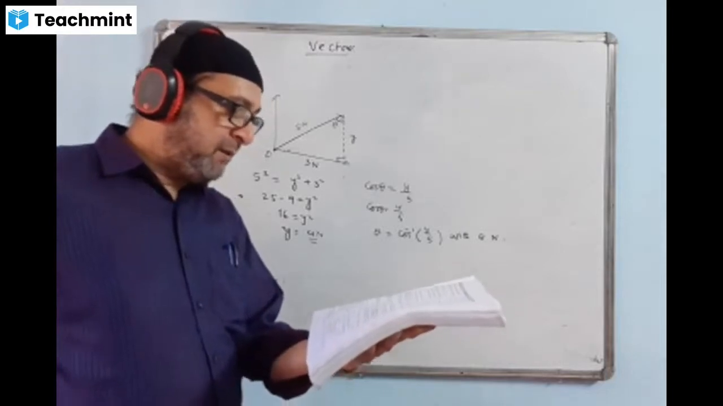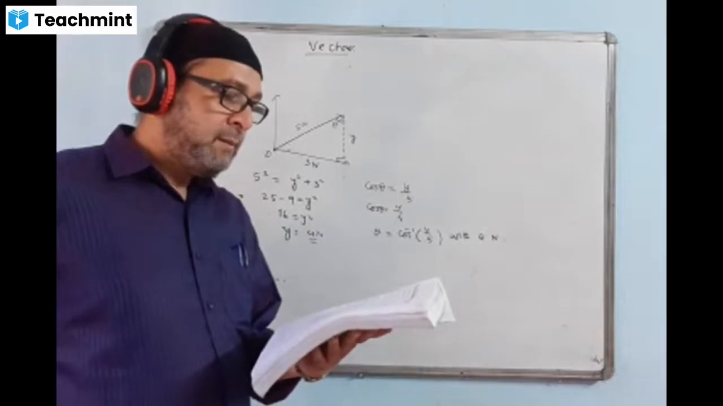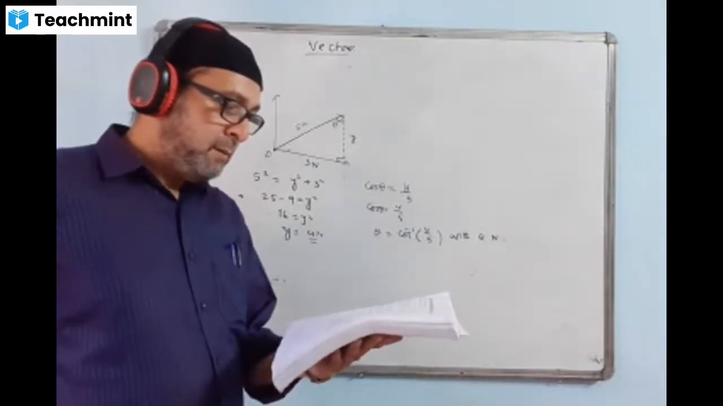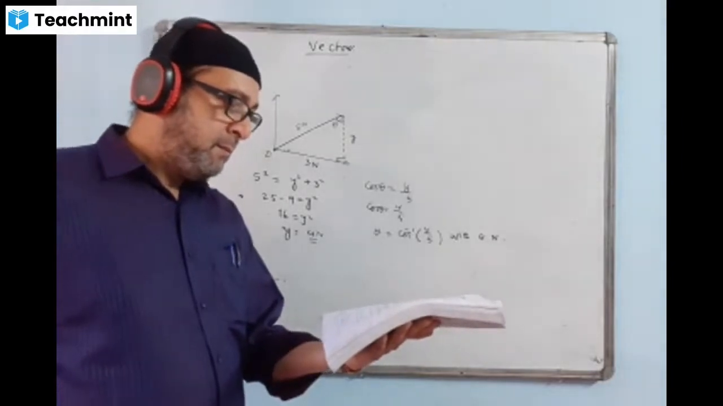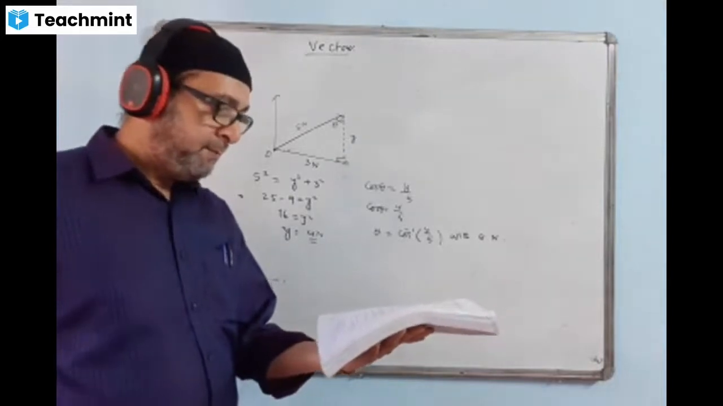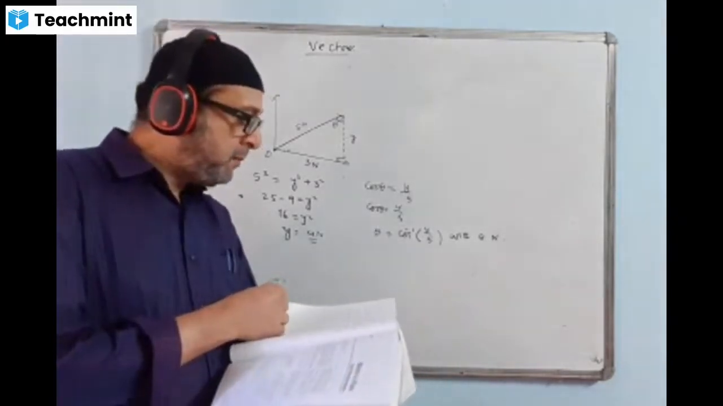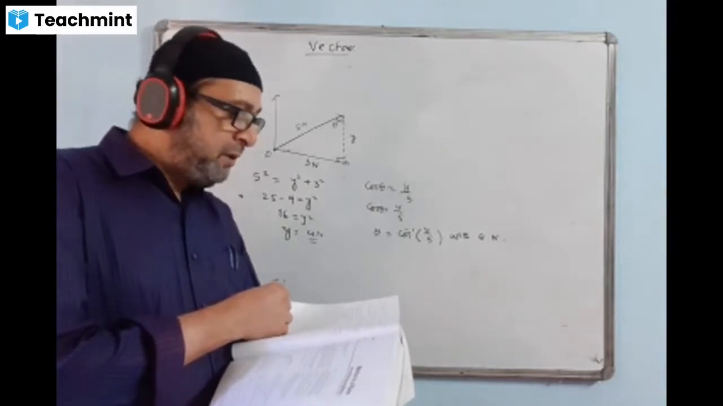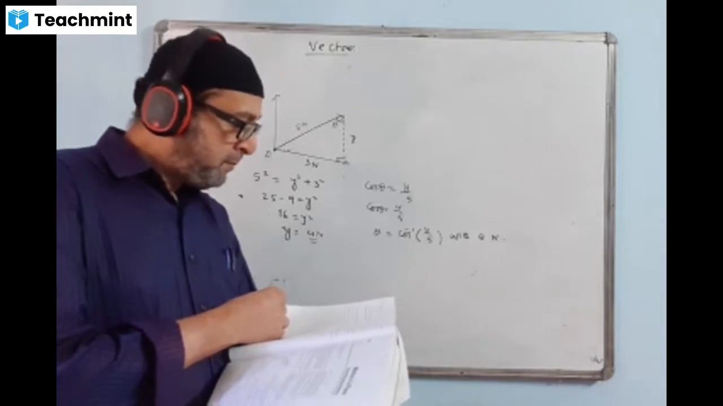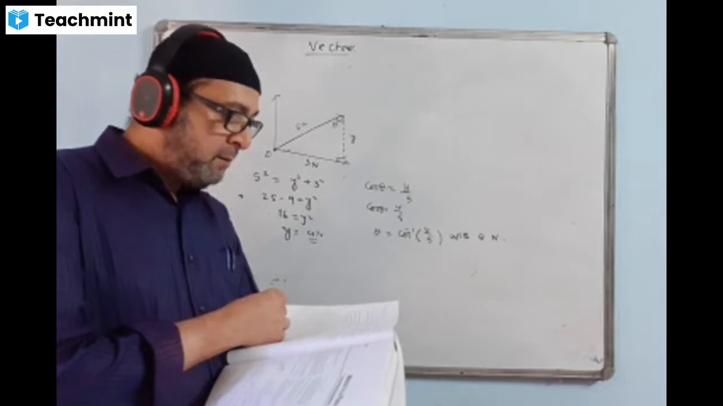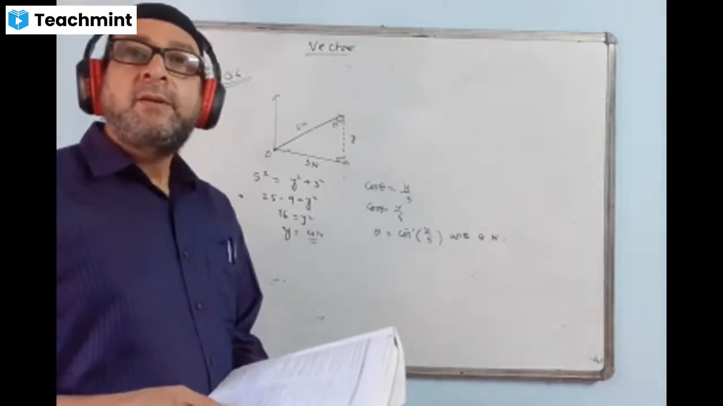Question number 7. Homework: question numbers 7, 8, 9, 10, 11, 19, 20, 21, 22, 23, 25, 28, 27. So these are the problems.